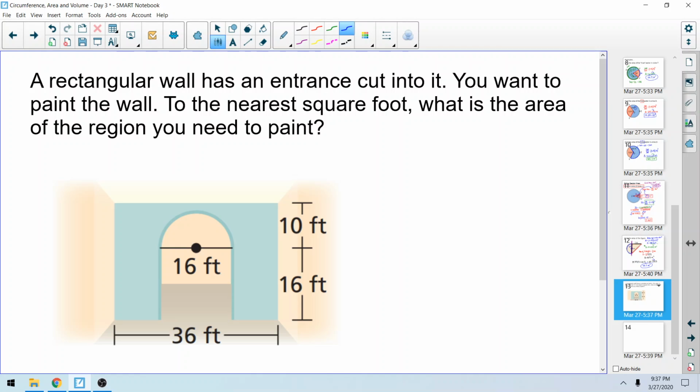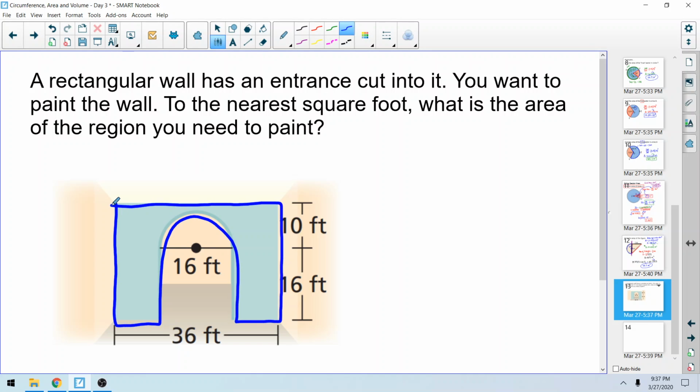Okay guys, last but not least, a rectangular wall has an entrance cut into it. You want to paint the wall to the nearest square foot. What is the area of the region you need to paint? Okay, so just to be clear, this is the wall. That's the walkway. You don't want to paint the walkway. That's what you want to paint.